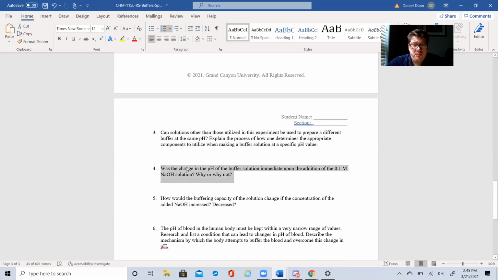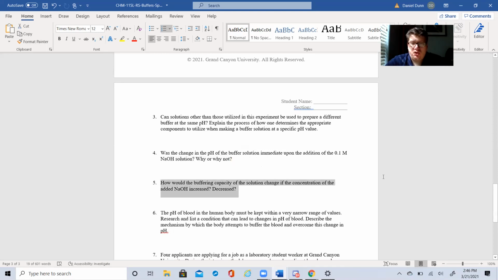Was the change in pH immediate or not? So if I have a buffer and I add a strong acid or a strong base, the change in pH will be immediate. It just won't be a lot, but the pH will change immediately because the strong acid or strong base will dissociate 100%, attacking the buffer immediately. There is no slow reaction that occurs. It's an immediate reaction. It's just a gradual change because a buffer resists the change in pH.